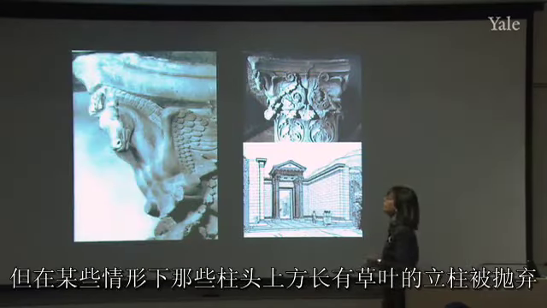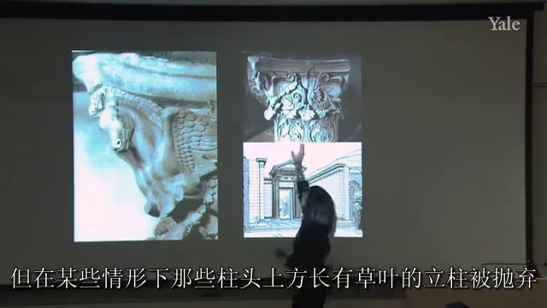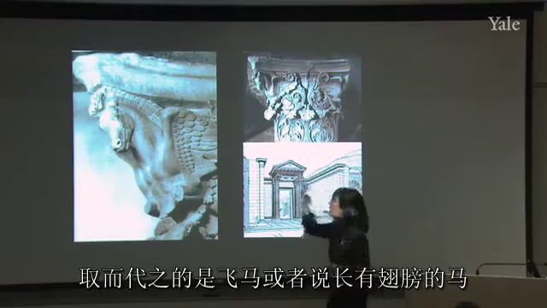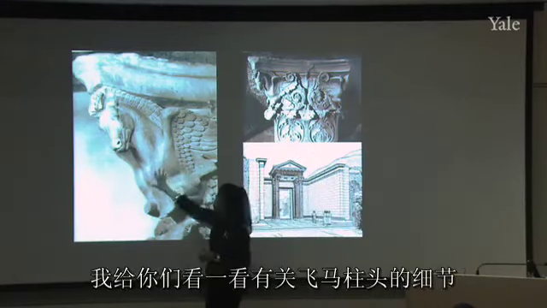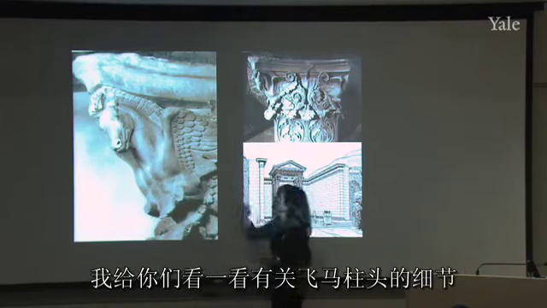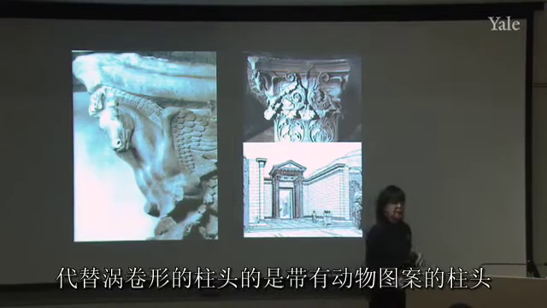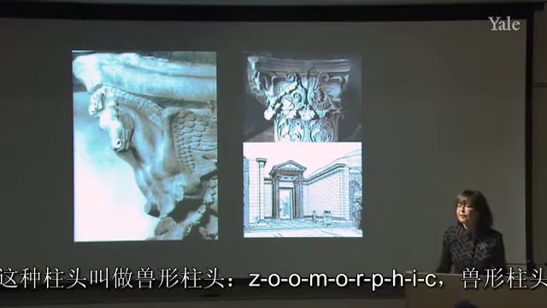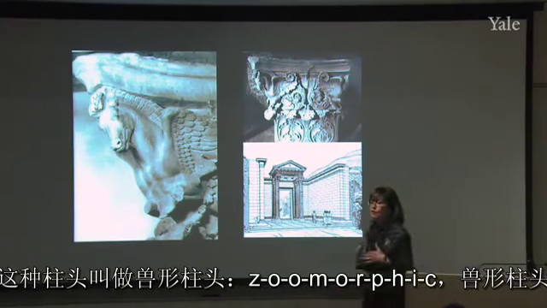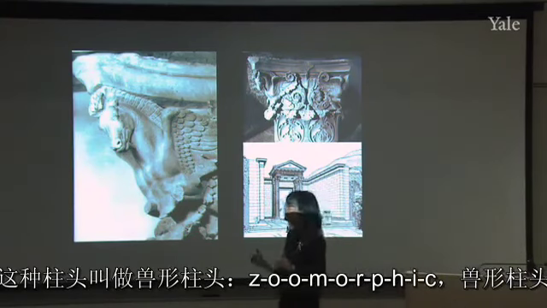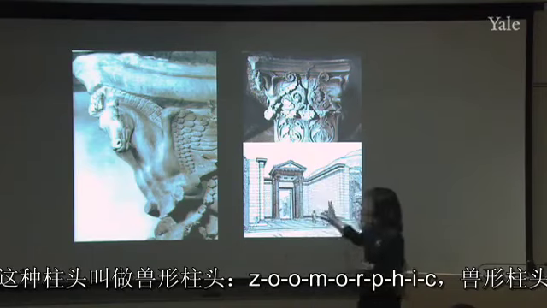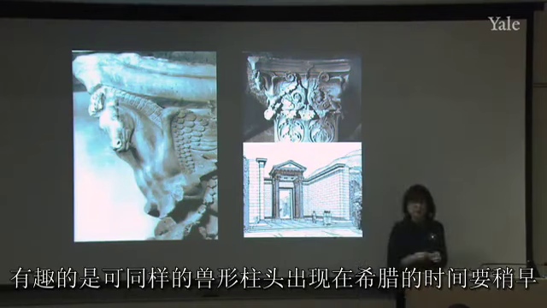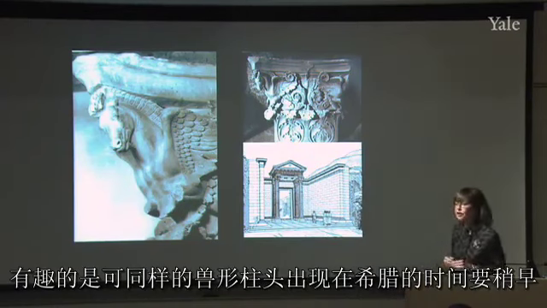But in some cases, those columns were replaced with others that have, instead of the spiral volutes growing out of the acanthus leaves, pegasi, winged horses. And I show you a detail of one of those pegasi here. A capital with an animal replacing the spirals is called a zoomorphic capital, Z-O-O-M-O-R-P-H-I-C, zoomorphic capital.